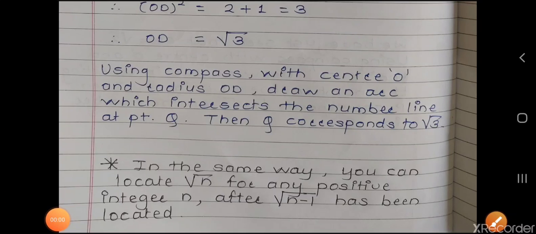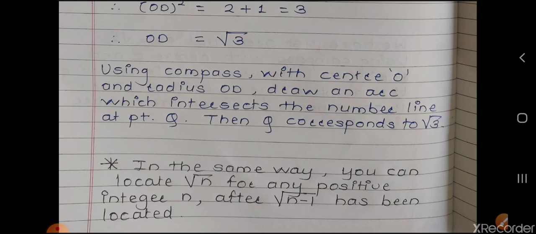In the same way you can locate square root of n for any positive integer n after square root of n minus 1 has been located. Means if you have to locate square root of 3, first you have to locate square root of 2. Similarly, if you have to locate square root of 5, first you have to locate square root of 4. In general, you can locate square root of n for any positive integer n after square root of n minus 1 has been located.